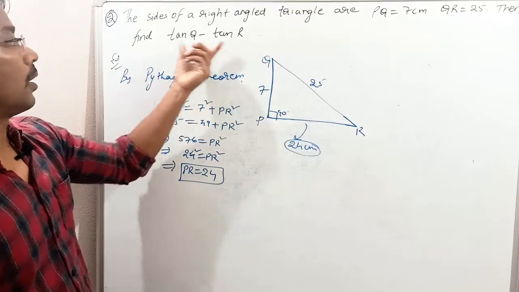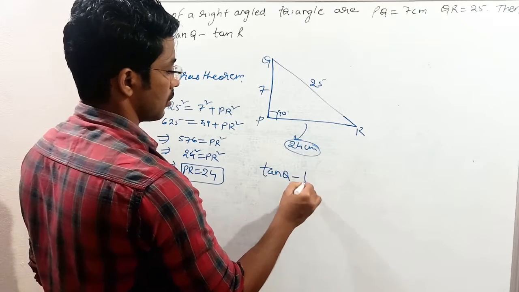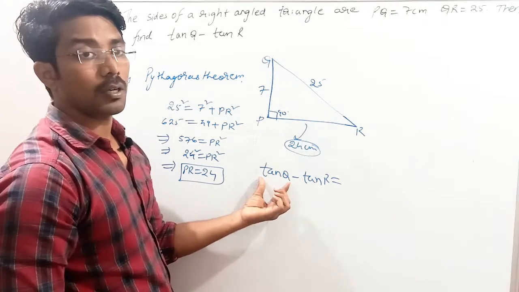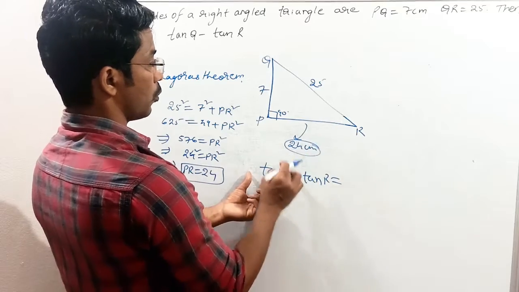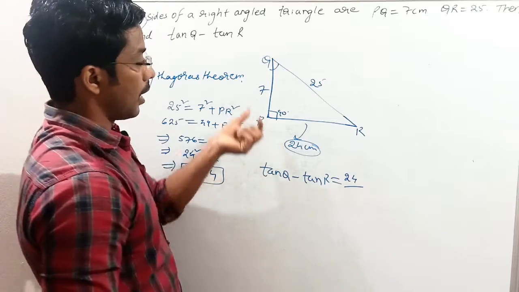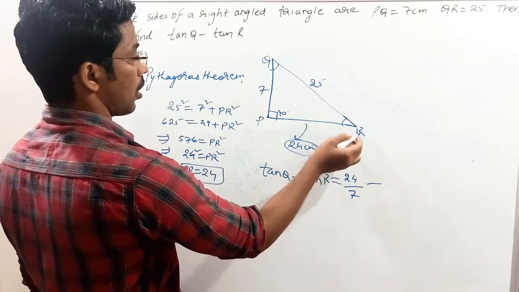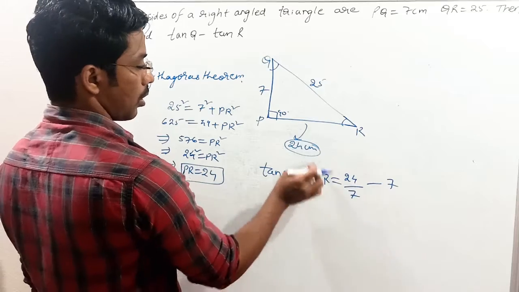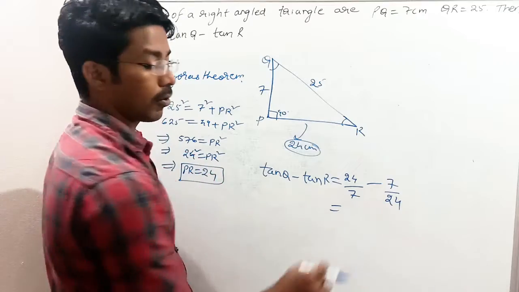Now what we have to find is tan Q minus tan R. The trigonometric ratio tan is opposite by adjacent. What is opposite to Q? 24, and adjacent is 7. So tan Q is 24 by 7. Minus tan R. What is opposite to R? 7. What is adjacent to R? 24. So this is the value of tan Q and this is the value of tan R.